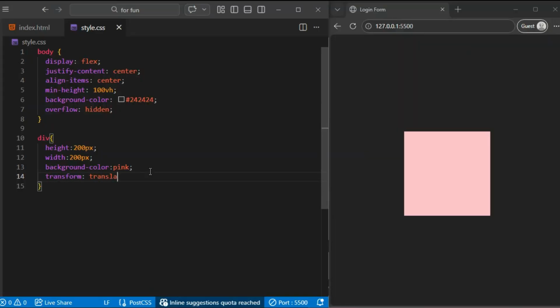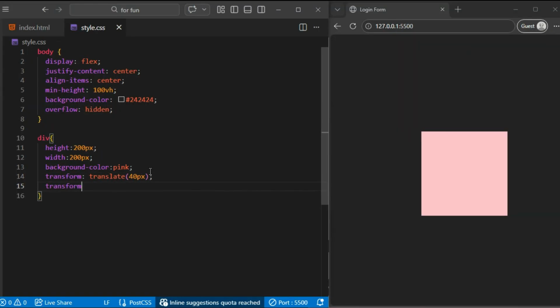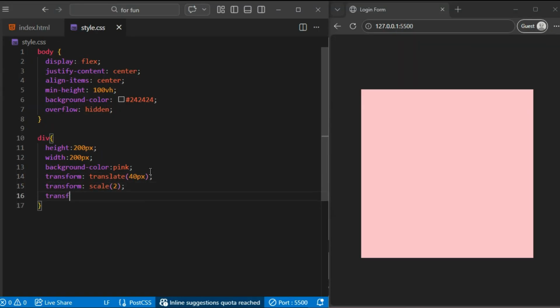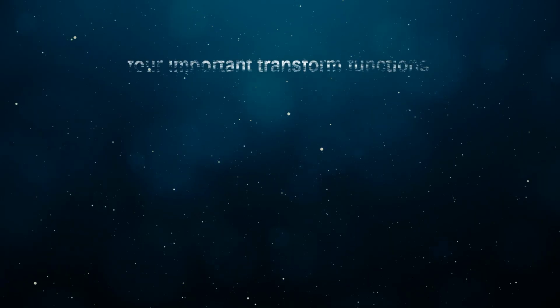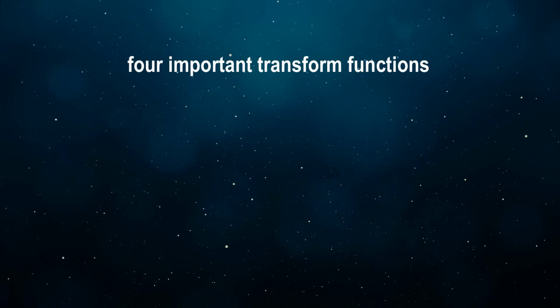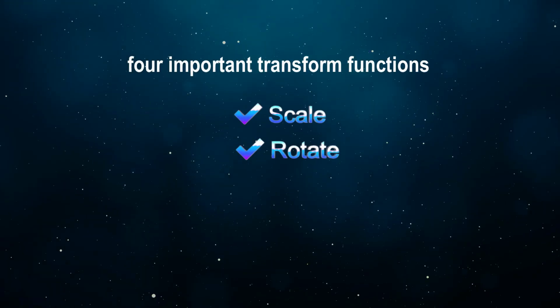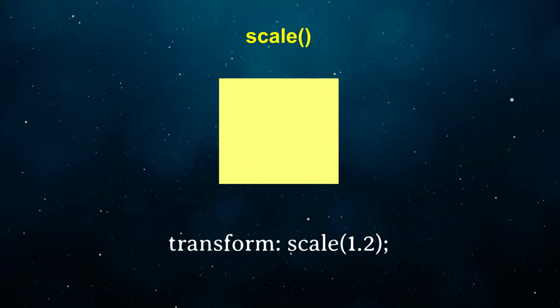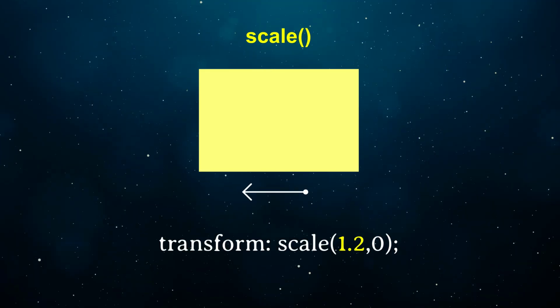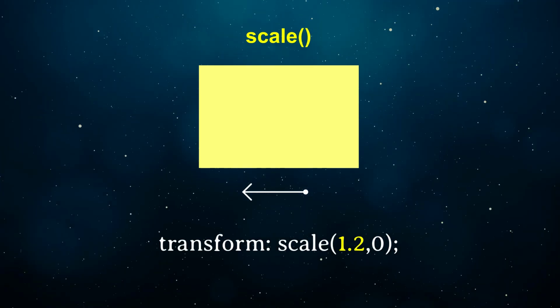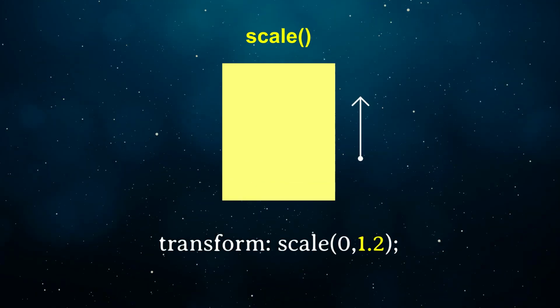The Transform property allows us to move, scale, rotate, or skew an element without affecting the normal document flow. There are mainly four important transform functions you should know: scale, rotate, translate, and skew. Scale is used to increase or decrease the size of an element. The first value controls width, that is x direction. The second value controls height, that is y direction.